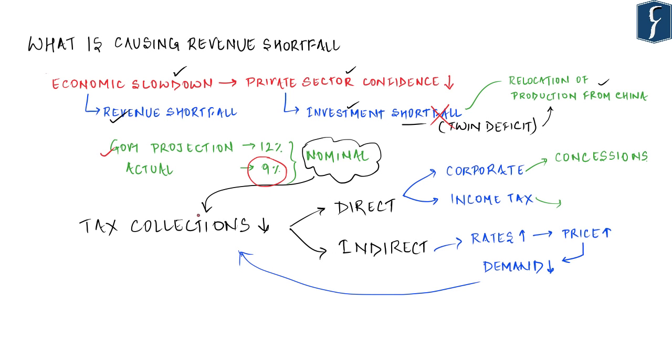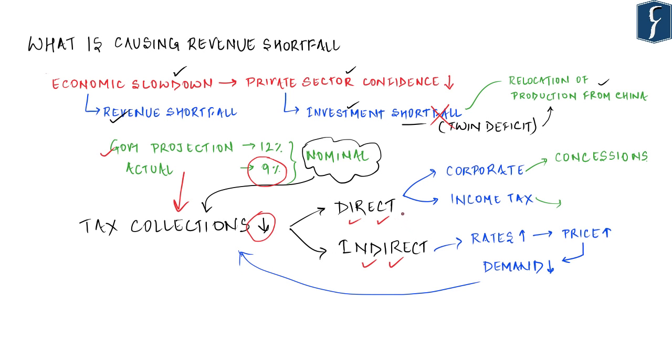Now, as far as the revenues from tax collections for the government of India are concerned, we have two components: first is direct collections and second is indirect collections. Since the growth was projected in a wrong manner, there is going to be a fall in tax collection as well. Now, the government has two options: either it can increase the direct tax rates or it can increase the indirect tax rates. But according to the author, neither of these two options is tenable.